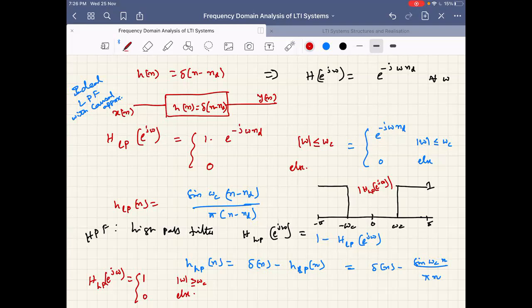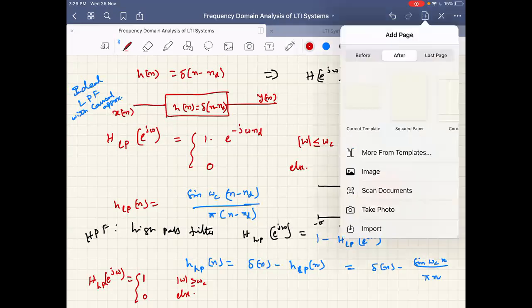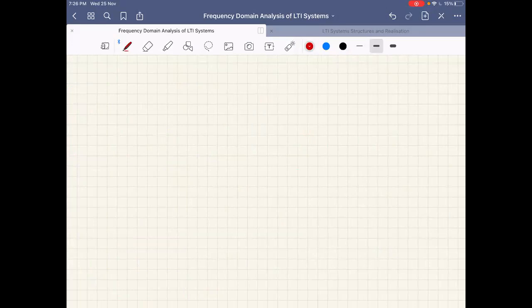Okay, so now let us discuss another property or another aspect of this system design using the frequency domain characteristics. We have assumed that we have a system which gives y of n from x of n, and the impulse response is h of n, and the frequency response is h of e power j omega or h of z.